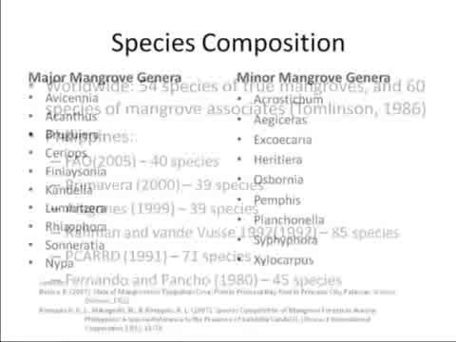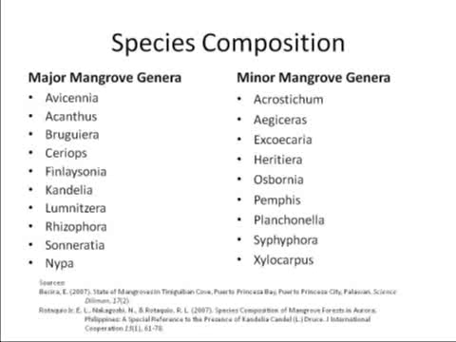The major mangrove genera reported in the Philippines are Avicennia, Acanthus, Bruguiera, Ceriops, Pemphis, Kandelia, Lumnitzera, Rhizophora, Sonneratia, and Nipa, while the minor mangrove species are Acrostichum, Aegiceras, Excoecaria, Heritiera, Osbornia, Pemphis, Planchonella, Scyphiphora, and Xylocarpus.